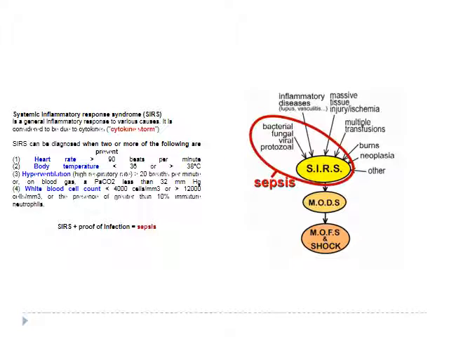And then in the diagram, it shows SIRS plus proof of infection equals sepsis. So you'll see the bacterial, the fungal, the viral, the protozoal, plus the SIRS equals sepsis. Do keep in mind too, there's a difference between sepsis and septic shock. We're not talking about septic shock right now. That's when you get down to the multi-organ dysfunction of your system, so you have multiple organs that are failing.